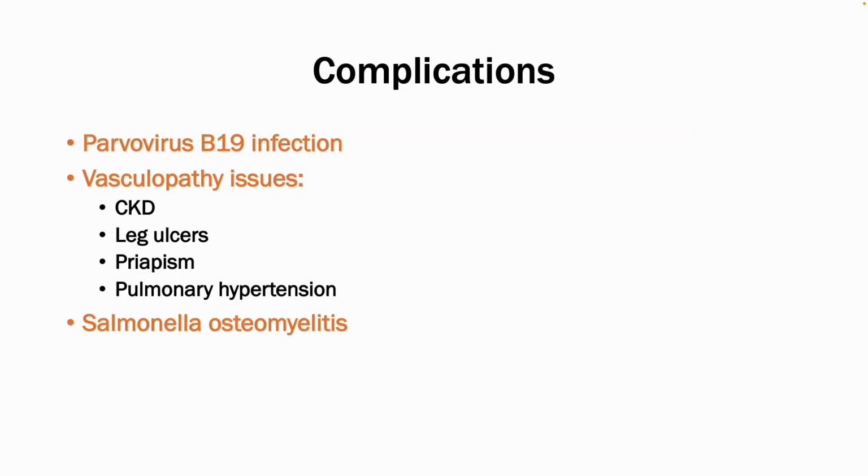For a brief overview of the complications, a parvovirus B19 infection can cause an aplastic crisis, which is why it's so dangerous in patients with sickle cell. And there are various vasculopathy issues that can come secondary to the vaso-occlusive crises, which includes chronic kidney disease, leg ulcers, pulmonary hypertension, and priapism. Lastly, patients with sickle cell are more prone to osteomyelitis caused by salmonella.